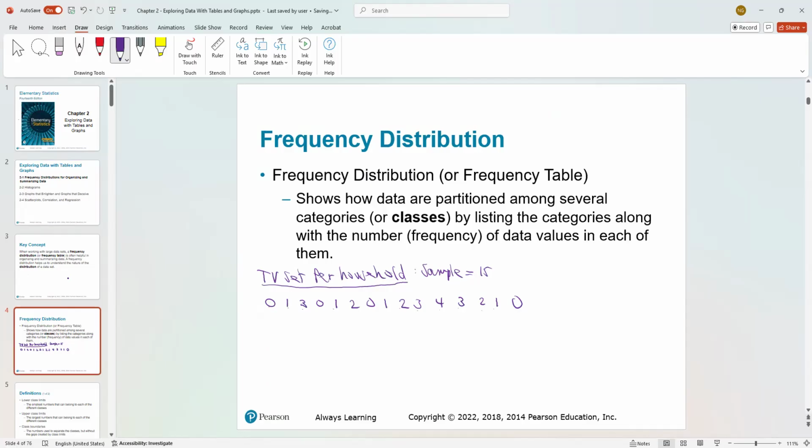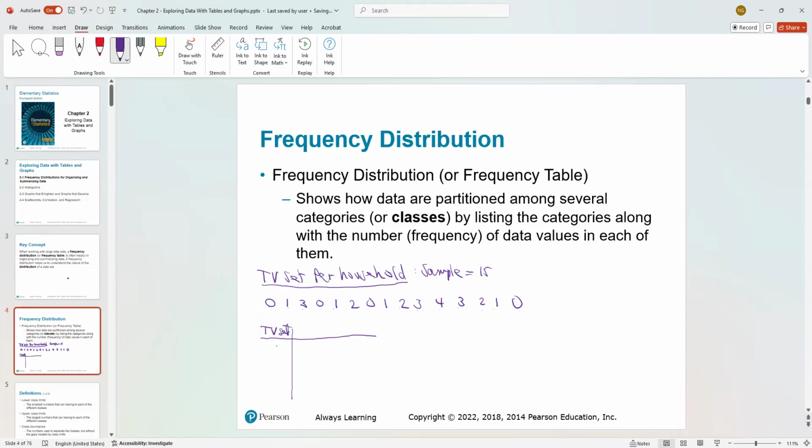Now, if we want to construct a frequency distribution, the first thing to do is put it here as the number of TVs. I can call it TV sets. All right.